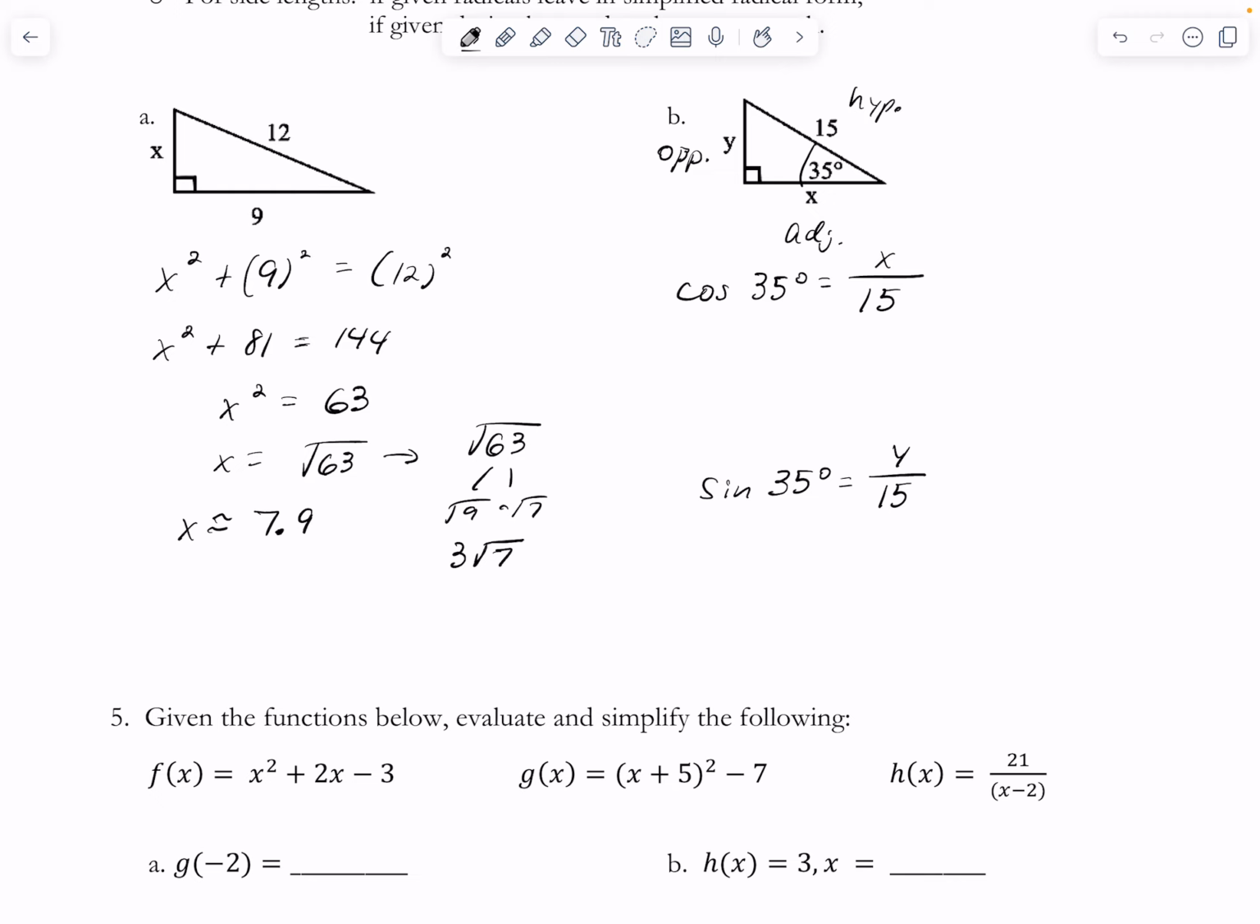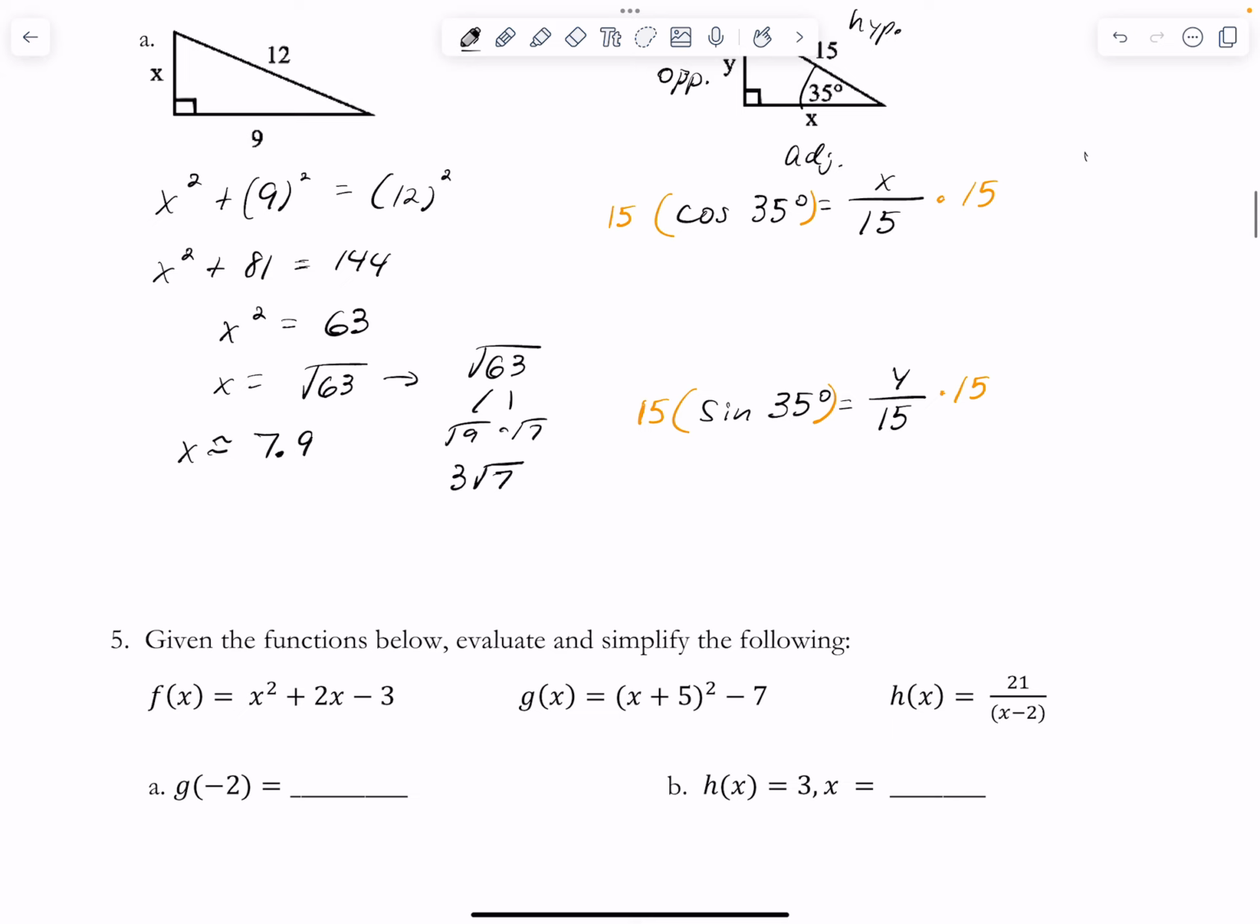Now the work to find these missing values is the same. I'm going to multiply both sides by 15. And then whatever calculator you're using, just make sure the mode is in degrees here. That's the kind of key thing. So x is going to be equal to 15 times the cosine of 35 degrees. So x is approximately 12.3.